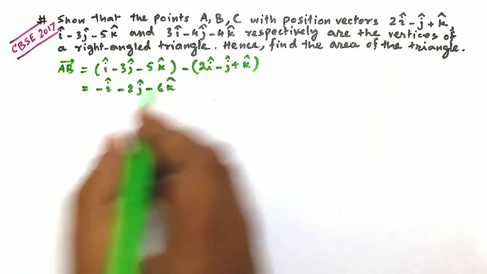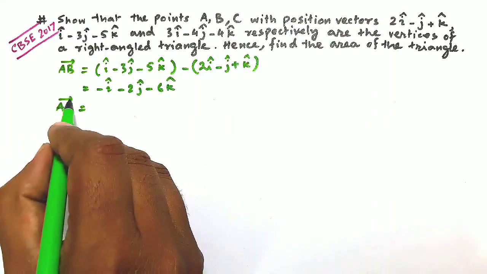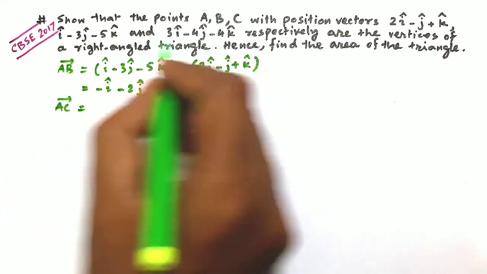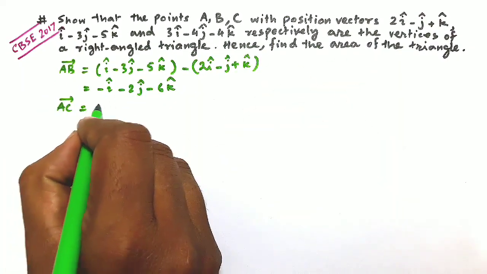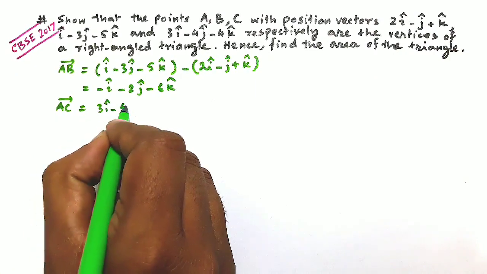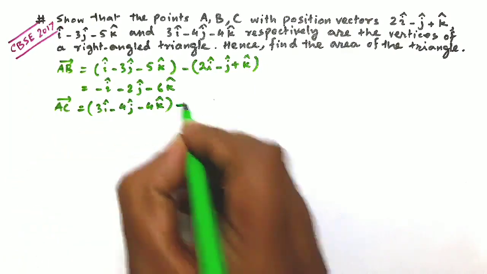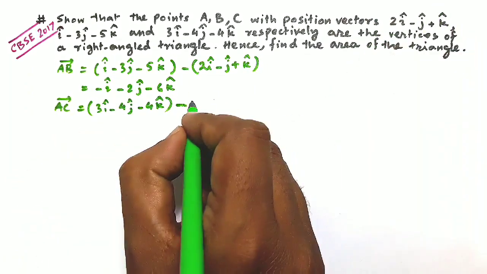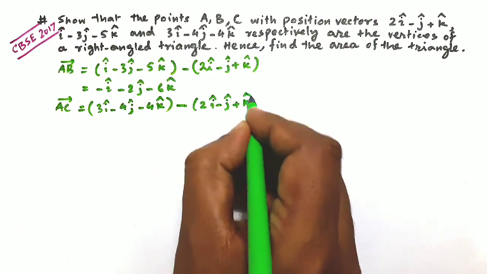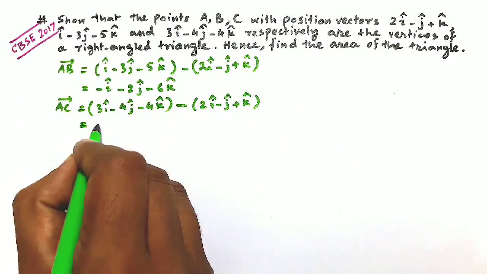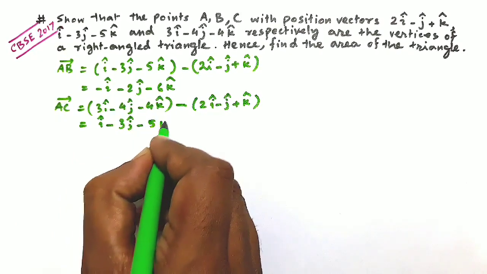Okay. Next we have to find out the AC vector. The AC vector is equal to the position vector of C minus the position vector of A. So we are getting 3i cap minus 4j cap minus 4k cap minus the position vector of A, that means 2i cap minus j cap plus k cap. So here the AC vector is i cap minus 3j cap minus 5k cap.